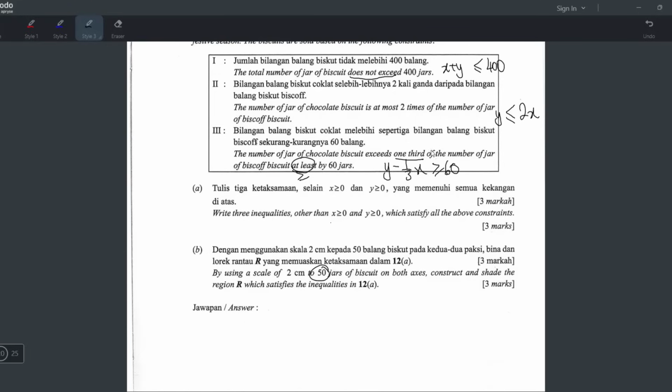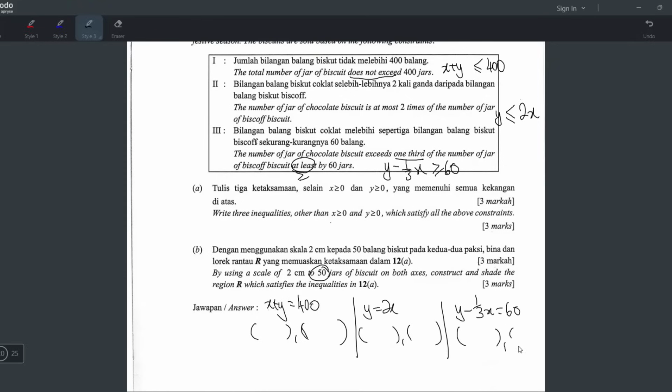So this will be 3 straight lines, and all of them will be solid lines because all of them have the equal. So let's change to equation first. So x plus y equals 400, and if it has x and y, it means it is a slanted line. If it is a slanted line, we need to find points. So open bracket. Next line will be y equals 2x. Same thing, has x and y, so need to find 2 points. And then y minus 1 over 3x equals 60. Has x and y, so open bracket. So these all three would be slanted lines. Okay, so I will sub x0, y0, so I can plot later.